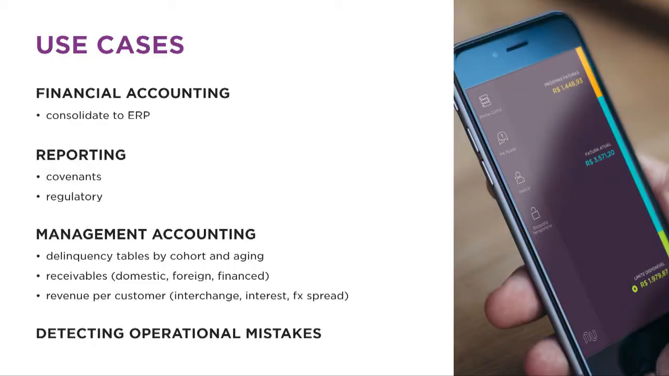Also for management accounting, in terms of driving the car, keeping the car on the road, are we making good choices day to day? Looking at delinquency tables, aging by cohorts, revenue per customer, receivables, actually has a very good operational use case, and it really only works if you've got data that's fresh and real time. Another thing is we're detecting operational mistakes or bugs in the system based on balances and things that don't make sense. So the same type of financial ratio and financial analysis can be applied to specific accounts and to aggregates of accounts.